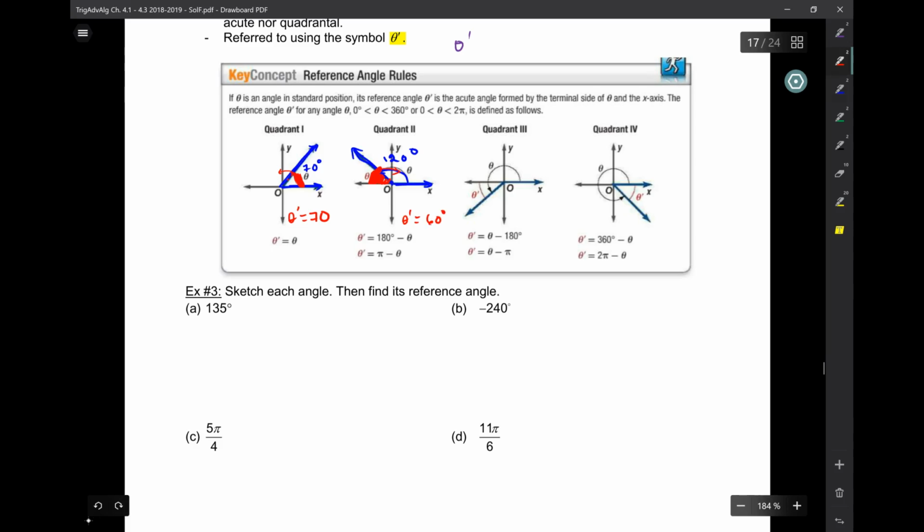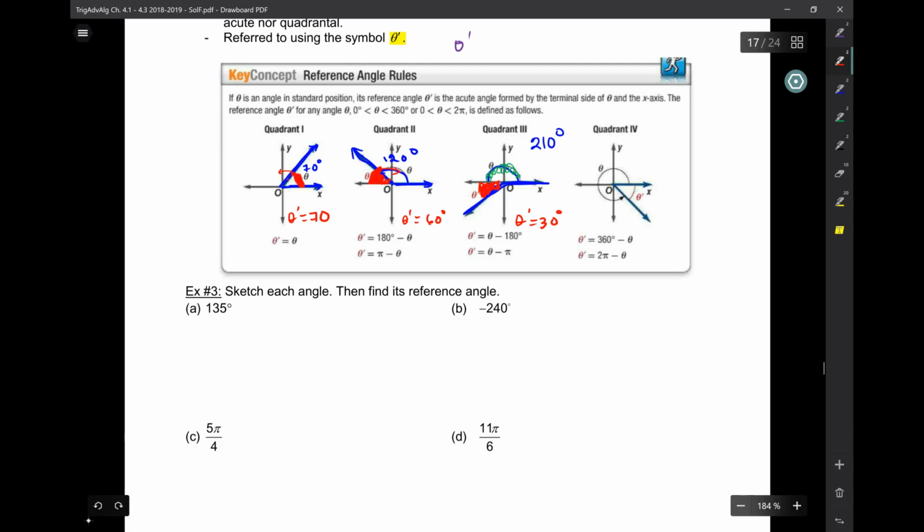All right? What if we have an angle of, let's say, 210 degrees? Here. Okay? Reference angle is between the terminal side and the nearest x-axis. So how much? All this is 180. How much more in the red did I have to go to make it 210? 30. So the reference angle is 30.